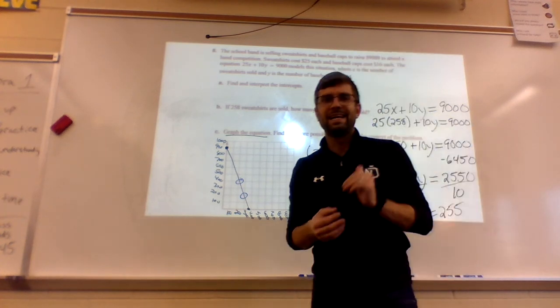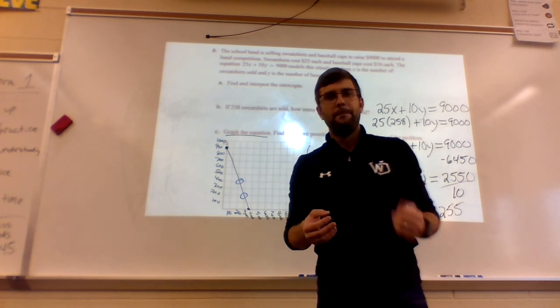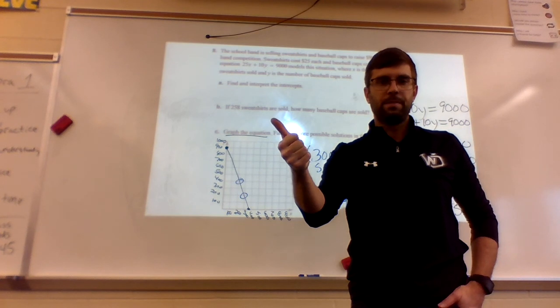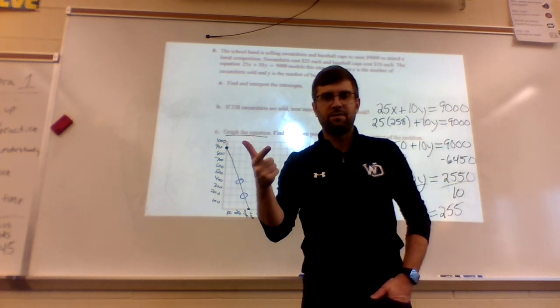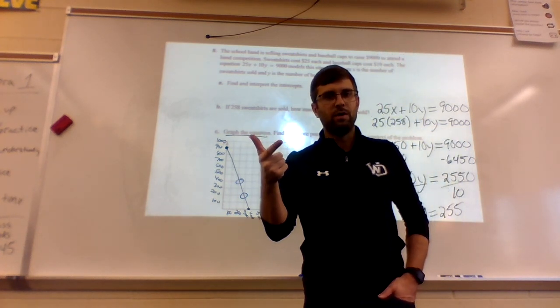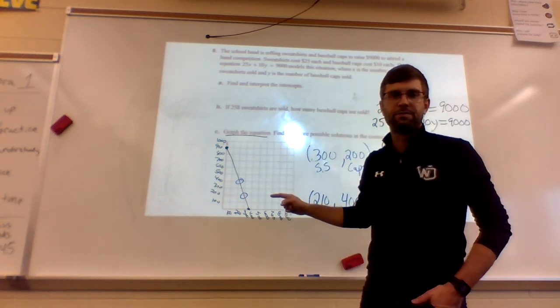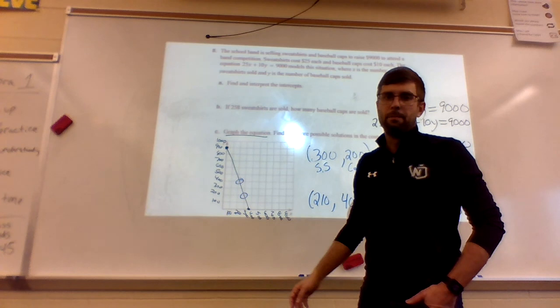But the big ideas for today are, again, picking out your x-intercept, where we need y to equal 0, and picking out our y-intercept, where we need x to be 0. And then once you've got both of those points, you can put them on your graph and make a line from them.